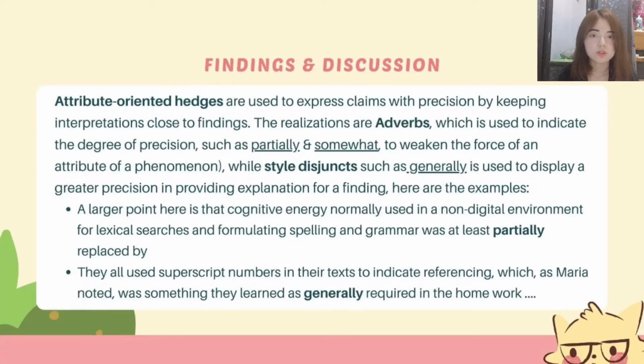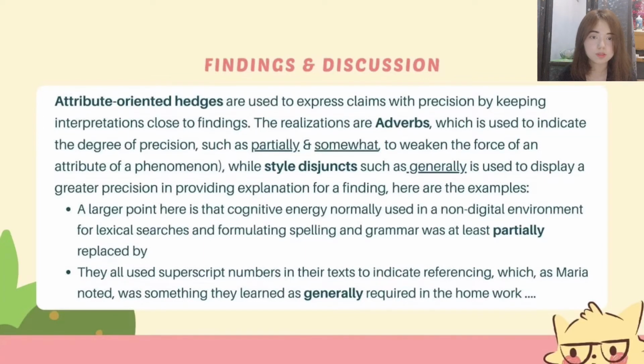Next, we have the attribute-oriented hedges. Attribute-oriented hedges are used to express claims with precision by keeping interpretations close to the findings. The realizations are adverbs, which are used to indicate the degree of precision, such as partially and somewhat, and are also used to weaken the force of an attribute of a phenomenon. On the other hand, we also have style disjuncts, such as generally. It is used to display a greater precision in providing explanations for a finding.